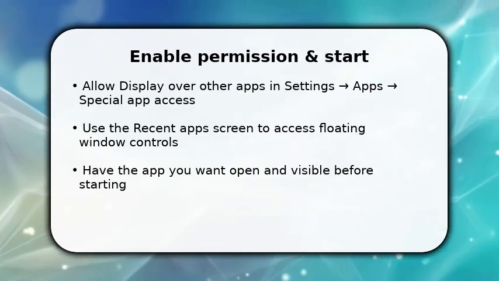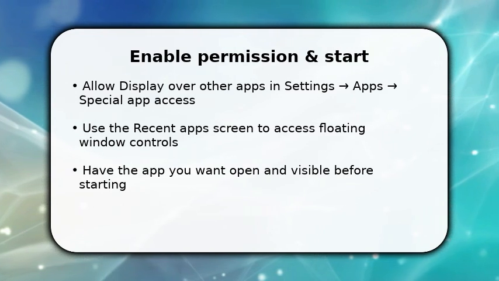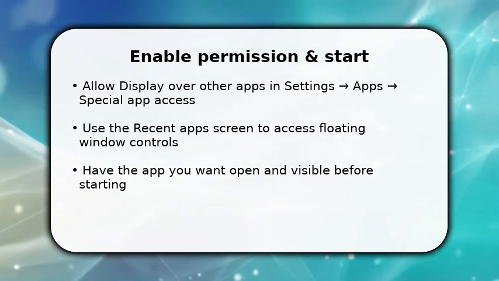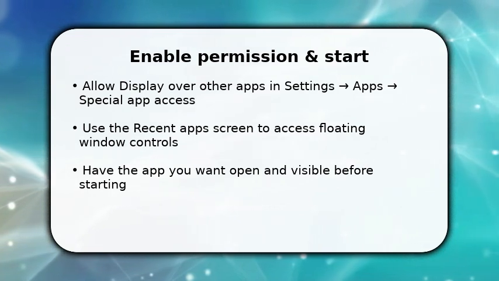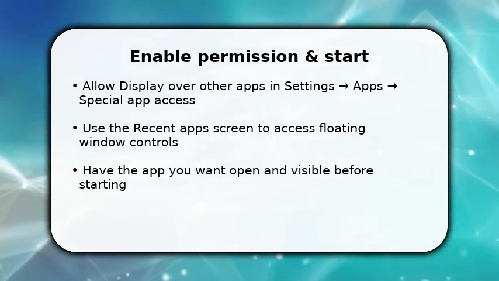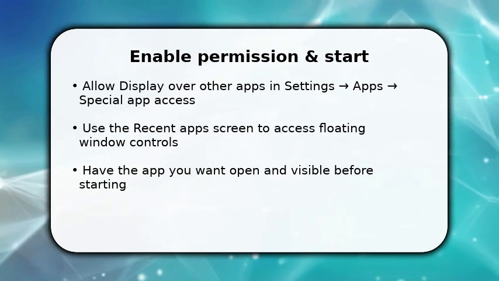You'll start by giving the phone permissions so floating windows can appear. Go to Settings, then Apps, then Special App Access, and allow display over other apps. This prevents blocked pop-ups. Once done, open the app you want to float and keep it active.